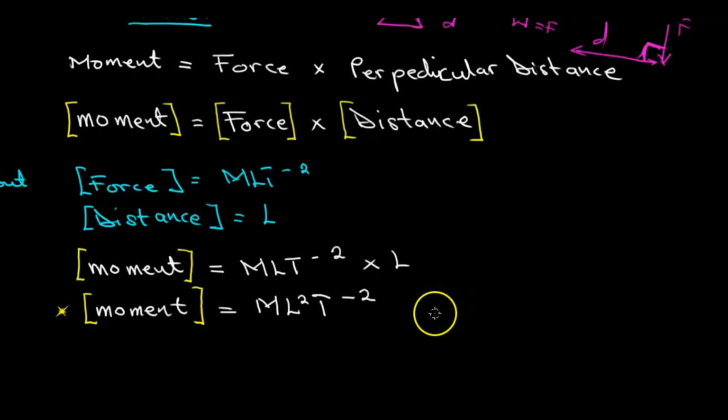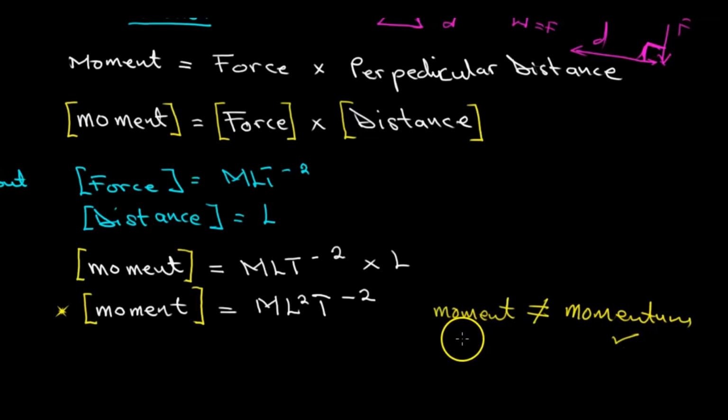Students sometimes confuse moment with momentum, but unfortunately moment is not equal to momentum. They are not the same. So I want you to find the dimension of momentum so that we compare with the dimension of moment. Try this and let me see what you had in the comment section.